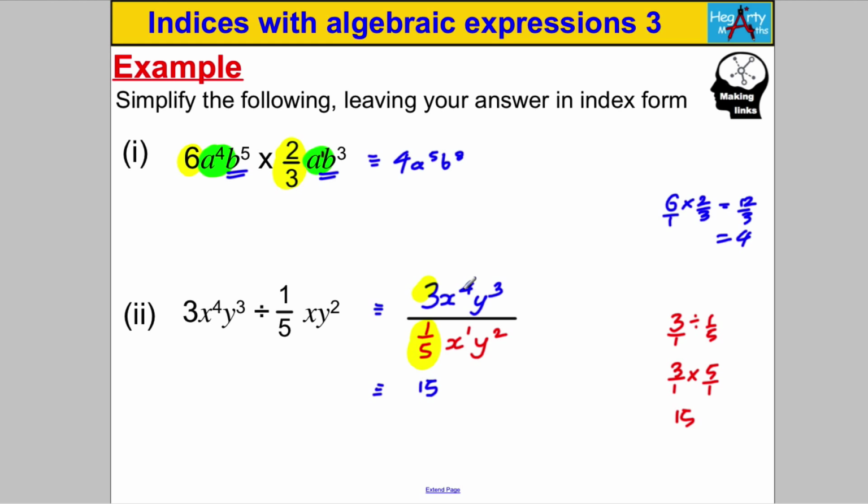X to the power of 4 divided by x to the power of 1, okay, we can say is x to the power of 3, or we could cancel one of the x's, that's the way you could look at it, so that's x cubed. And y squared and y to the power of 3, the highest common factor is y squared, which we could cancel, and it would leave us with 1y on top. And we're done.